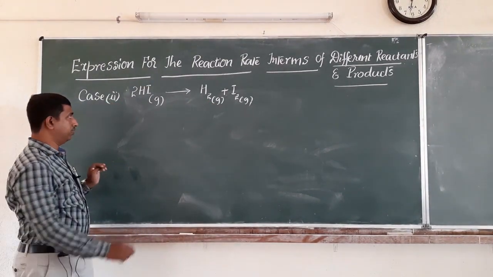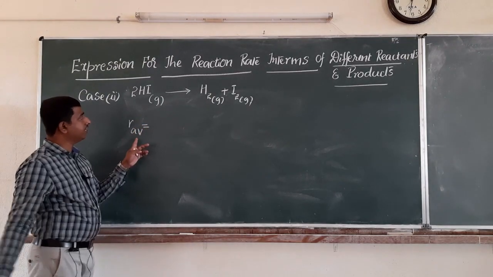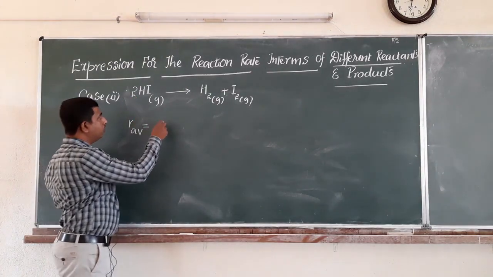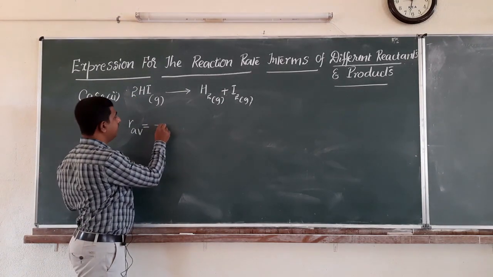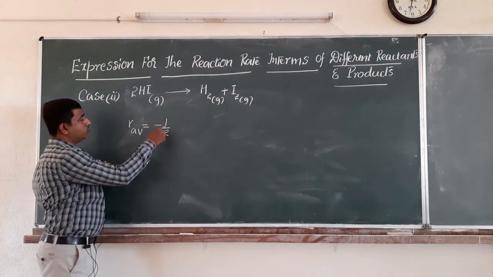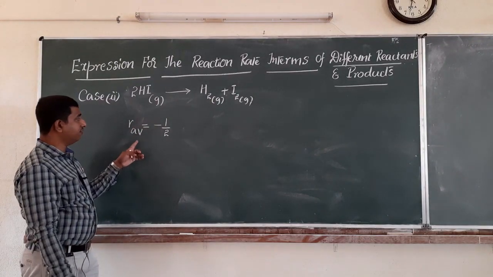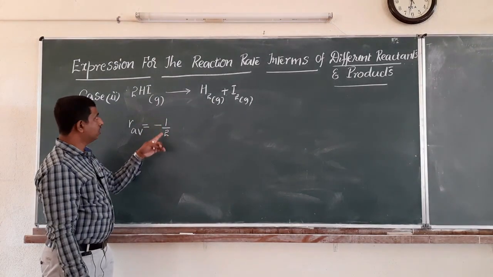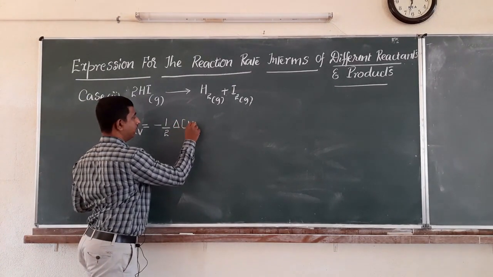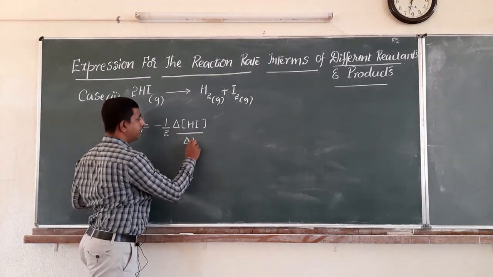Let us write the rate expression. So the average rate is equal to, since here there is 2, I have to divide it by 2. So it is minus 1 by 2. So the rate of a reaction, that is the average rate of the reaction, is equal to minus 1 by 2 delta concentration of HI by delta t.